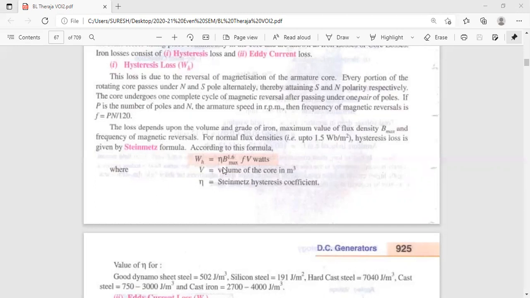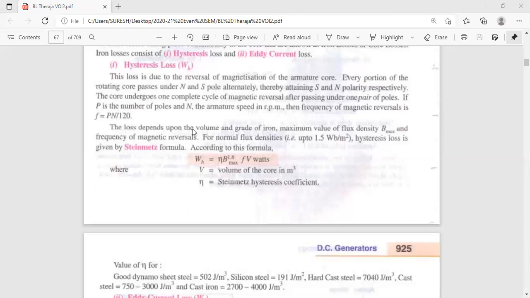So write down this formula: WH is equal to eta B max to the power 1.6 F into V. Eta is called the Steinmetz hysteresis coefficient. This is a constant. V is the volume of the core, the iron piece, in meter cube. F is the frequency, B is the flux density.